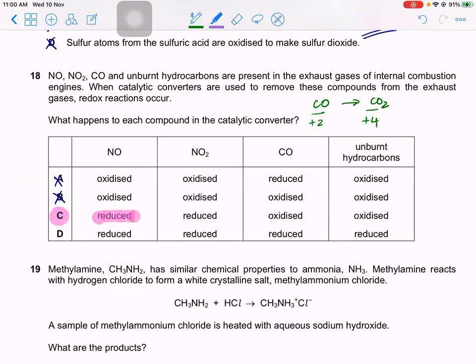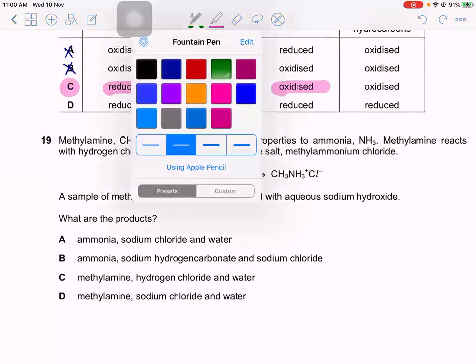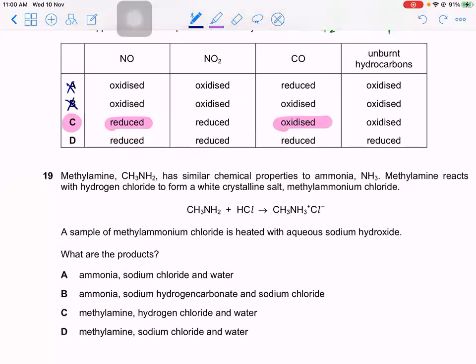You can pick any two, NO and CO. Even these guys get oxidized. Unburnt hydrocarbon CxHy plus (x plus y/4) O2 giving xCO2 and y/2 H2O. So that's also oxidation. But you can just do NO and CO and you'll get to your answer. You don't have to check the others. Once you have done NO, A and B can't be the answers. It can be C or D. And unburnt hydrocarbons get oxidized. So D can't be the answer. You don't even have to check CO. Clear?